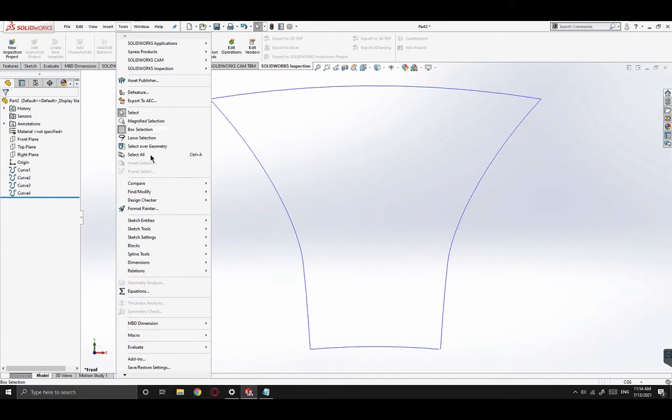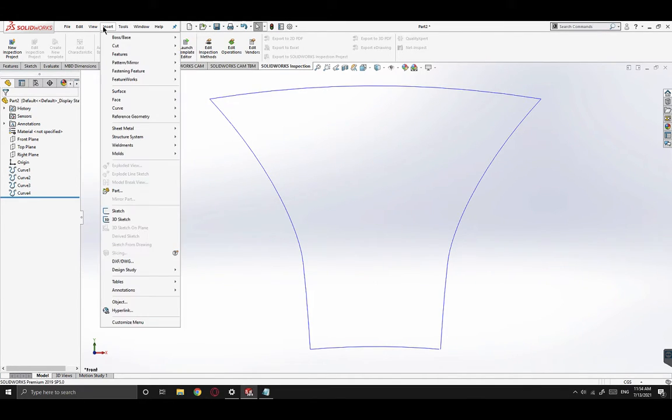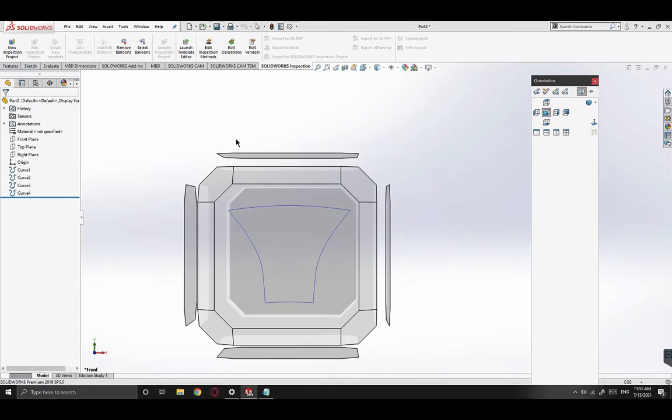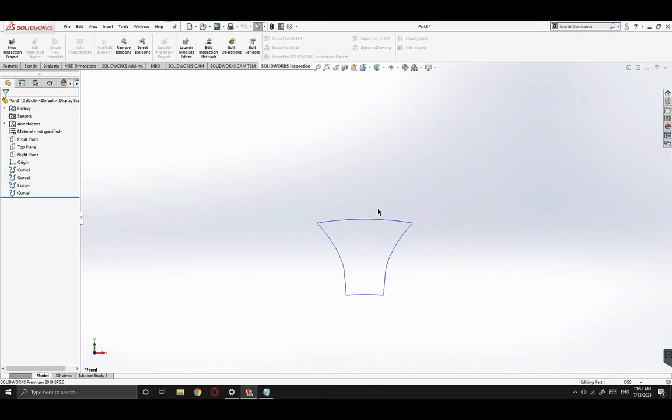So let me check something. We need to know if it is a closed surface. No, because it's not shaded. This needs to be shaded so we know whether it's a closed surface or not. If we zoom really closely, we can see that it's not connected.